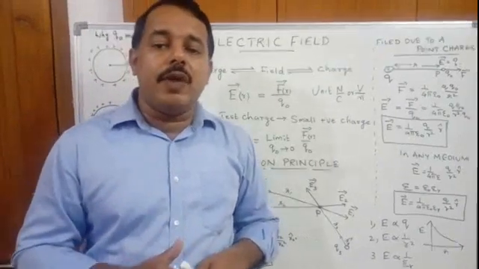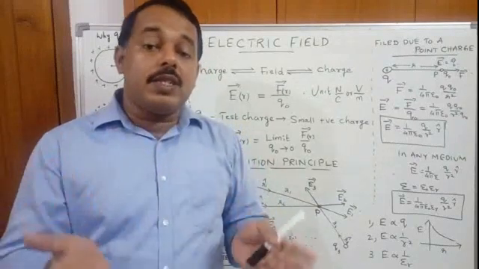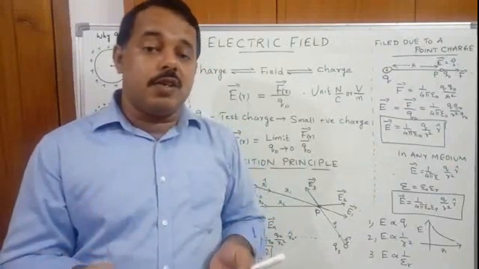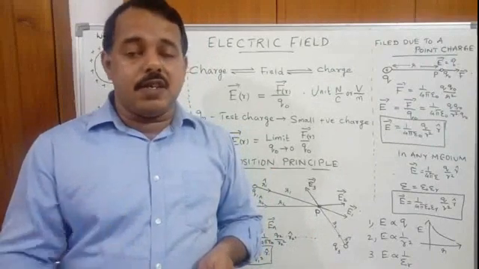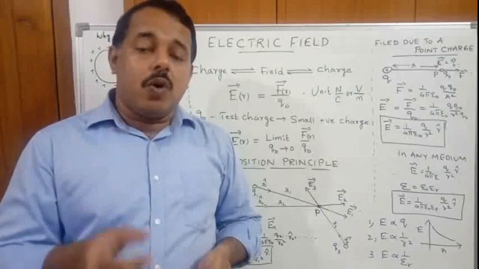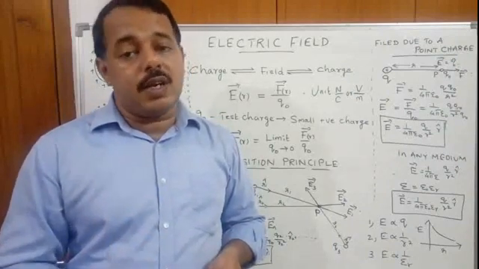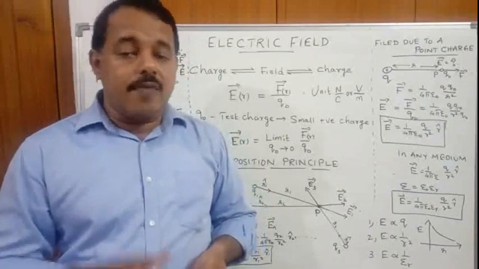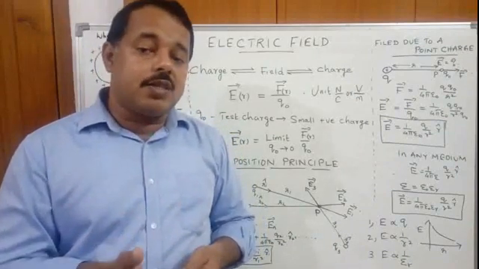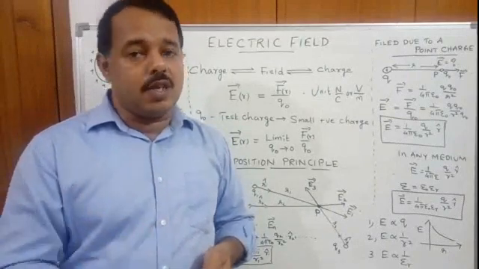In simple language, electric field can be defined as space around a charge or a charge distribution where its effect can be felt. Once again, the space around a charge or a charge distribution where its effect can be felt, that is what electric field is. And what is the effect of a charge? Effect of a charge is attraction or repulsion on another charge.